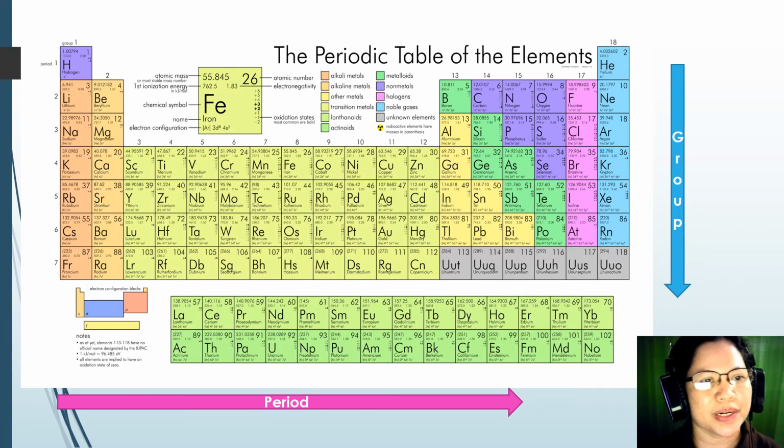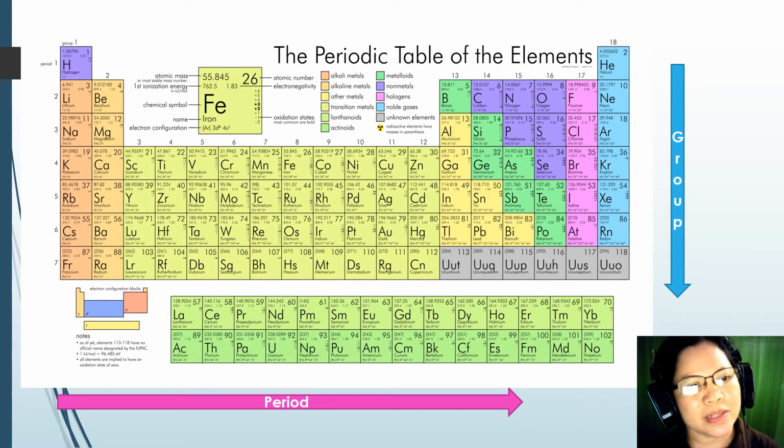Now, looking at your periodic table, you have there the symbol, of course. Like in this example, we have iron, Fe. That's the chemical symbol. Below is the name, and below the name there is an electron configuration. Above is the atomic mass, and some periodic tables contain the ionization energy. Some also include the electronegativity and the atomic number. Okay, sometimes it also includes the oxidation state.